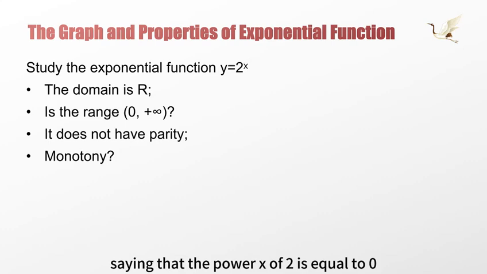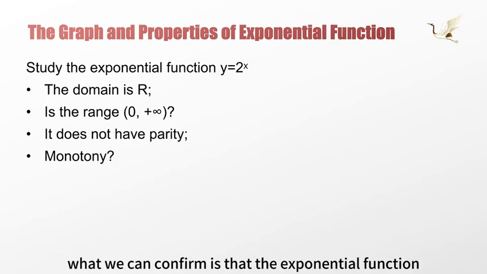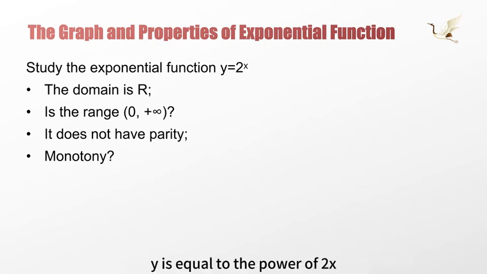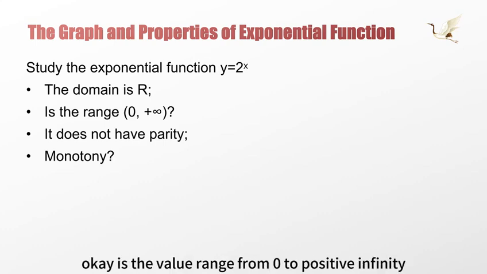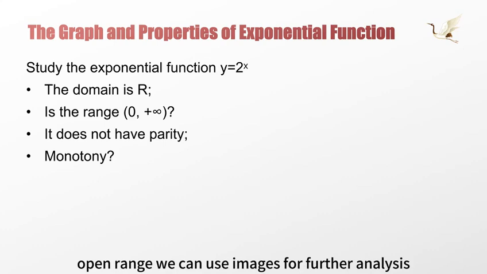Saying that 2 to the power x is equal to 0 or that 2 to the power x is less than 0 is always unsolvable, so 2 to the power x must be greater than 0. What we can confirm is that the exponential function y equals 2 to the power x has a graph that must be above the x-axis. Okay, is the range from 0 to positive infinity, an open range? We can use images for further analysis.